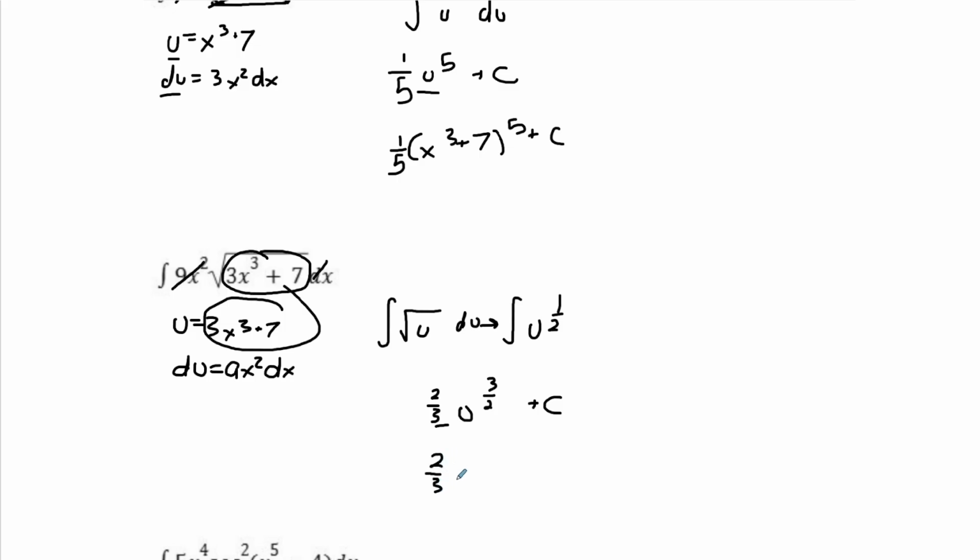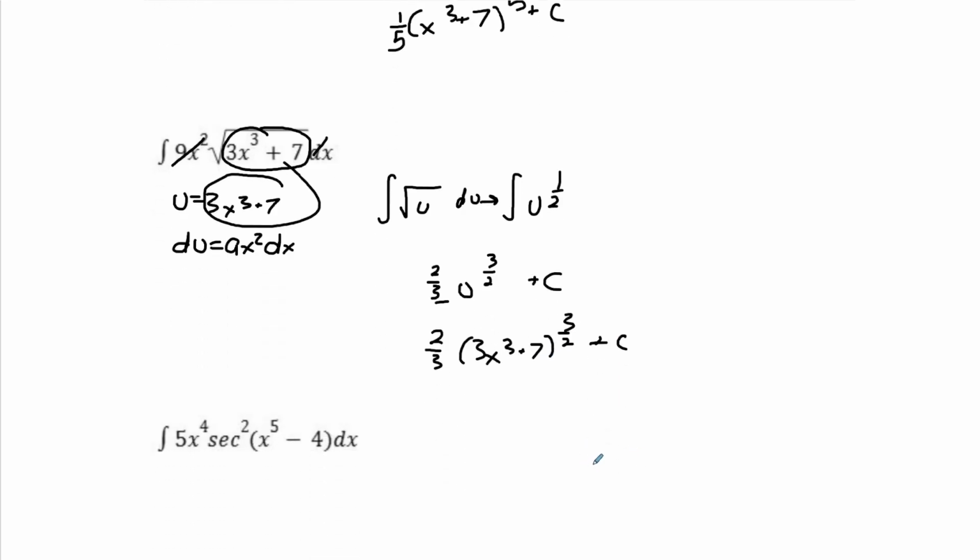So this becomes 2/3. We have to substitute back in our u. So (3x cubed plus 7) to the 3/2 and then plus c, right? So let's take a look at one more.